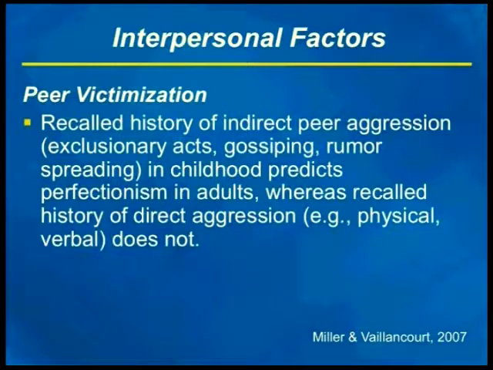The question came up a moment ago about bullying and the contributions to perfectionism. This is an interesting study that looked at bullying and perfectionism, peer victimization. Again, this was retrospective, so people were recalling bullying experiences from when they were younger. What they found was that recalled history of indirect peer aggression, so examples are being excluded from the group, gossiping, rumor spreading, in childhood was more predictive of perfectionism in adults than a history of direct aggression, so physical aggression or verbal aggression, where people are actually being threatened. It's not to say that verbal and physical aggression are good. We know that they contribute to all sorts of other problems. But in terms of perfectionism, it's negative perfectionism in particular. It's that indirect kind of aggression that seems to be most powerful.